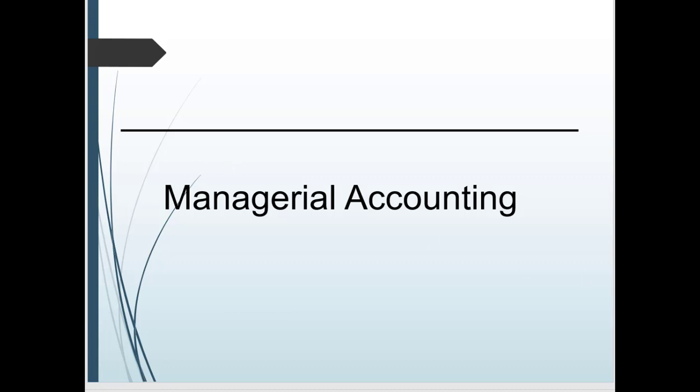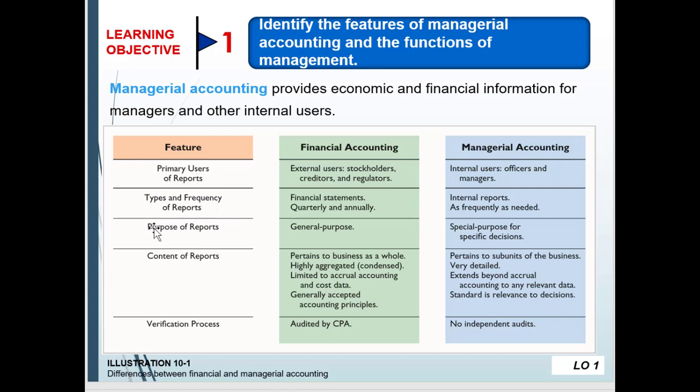Now, how does this actually work? If we look at the different kinds of features of accounting information, we can look at the users, frequency, purpose, we can look at the contents, and then we can talk about a verification process. So for financial accounting, again, I mentioned it's external stakeholders, stockholders, creditors, regulators, certainly managers are involved, right? They're interested. Managerial accounting, though, is internal only. Only the officers of the company, management, and its employees, that should be included here, because they will see some of this information and data.